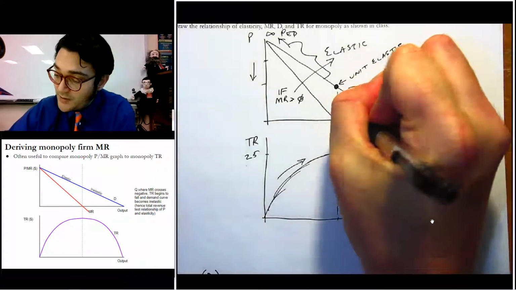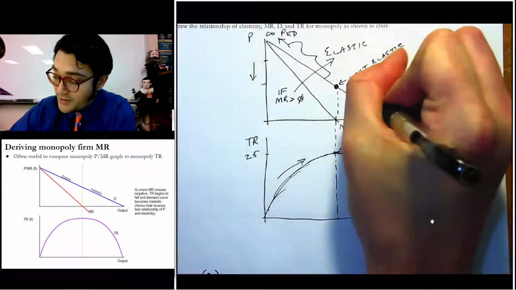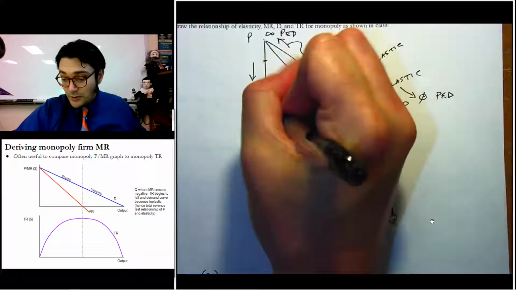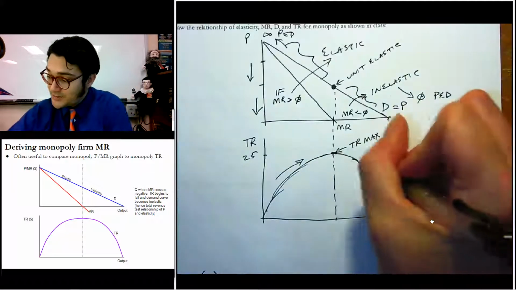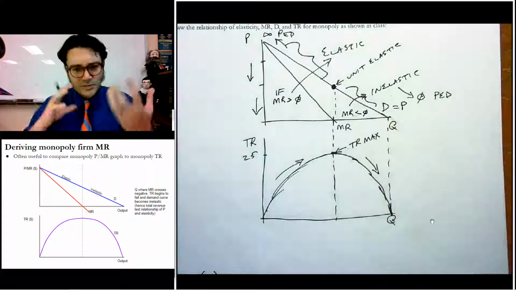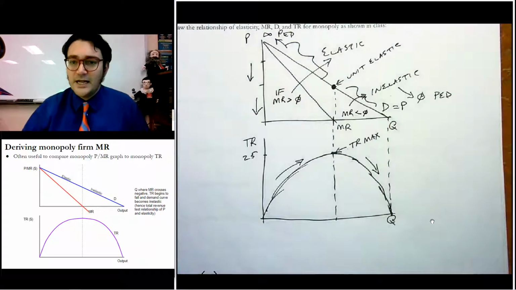And if marginal revenue is less than 0, you know you're in the inelastic range. And you know that if you lower the price even further, what happens to total revenue? It goes down. So there are some relationships here that I hope you start to observe.